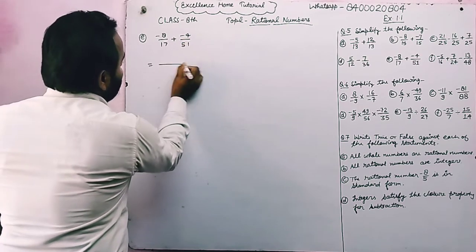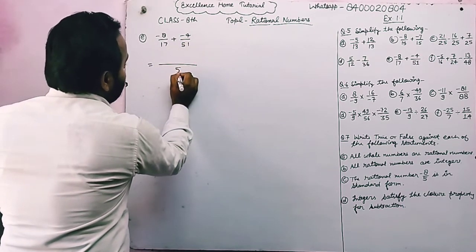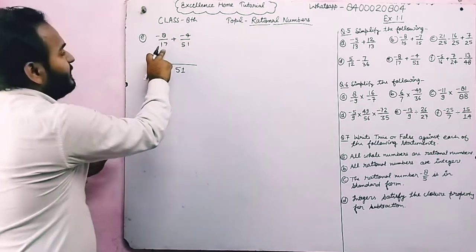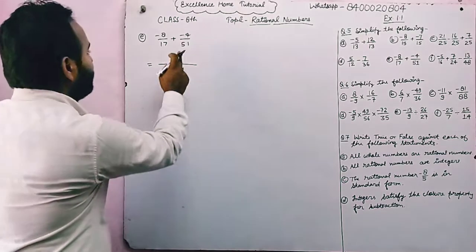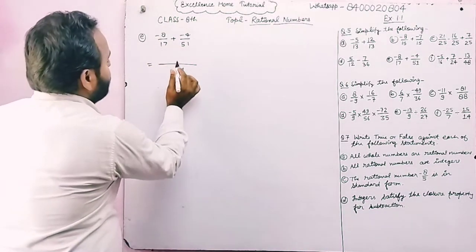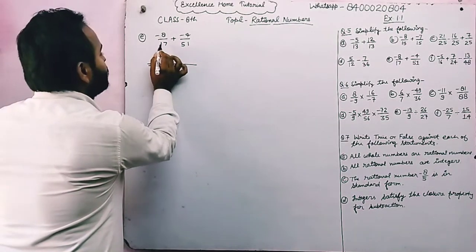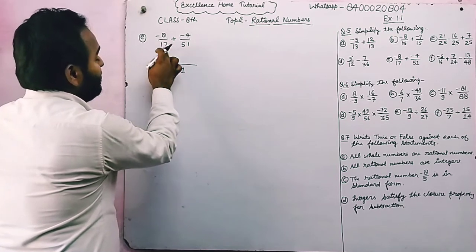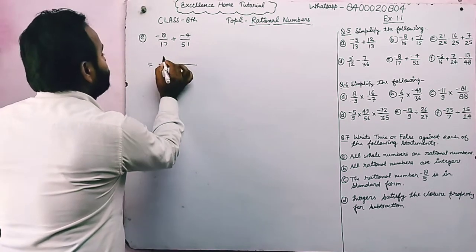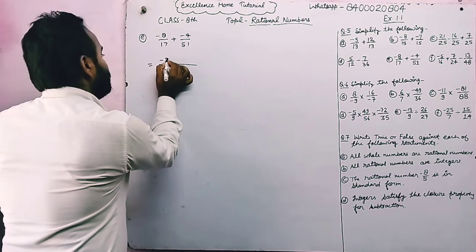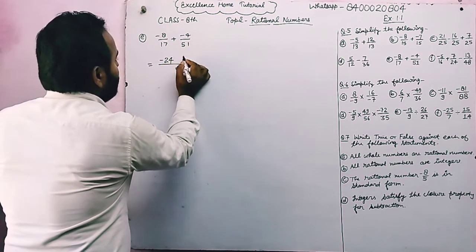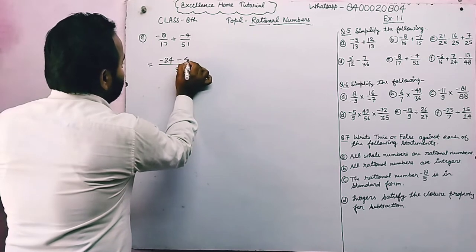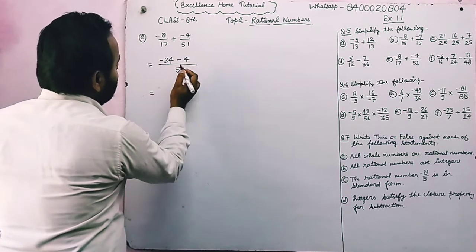In this, the LCM is 51 because 17 divides 51. 17 threes are 51, so 51 is the LCM of both denominators. So 17 goes into 51 three times, so 8 threes are 24, and 51 divided by 51 gives 1, and we multiply by this.